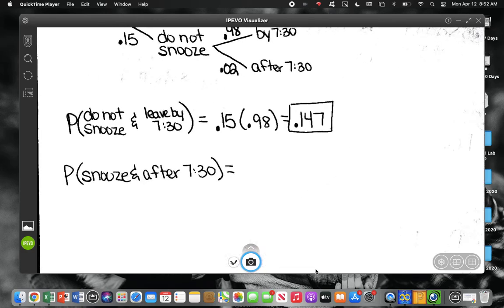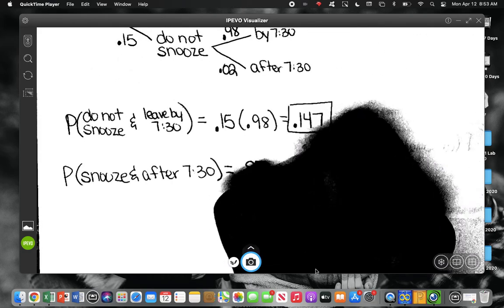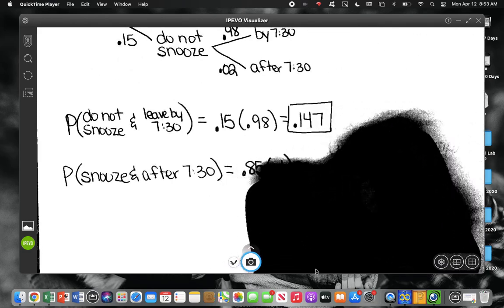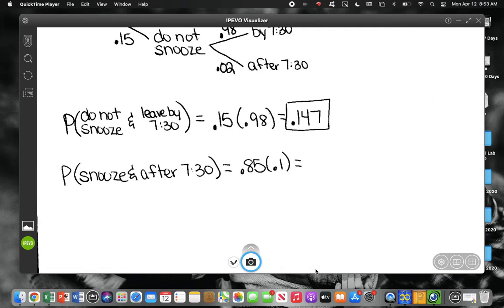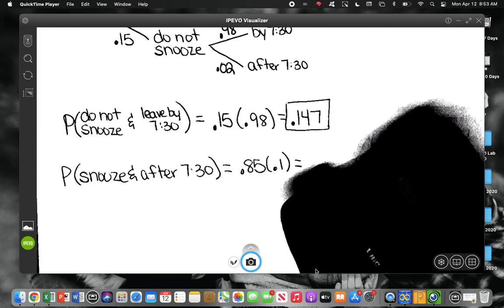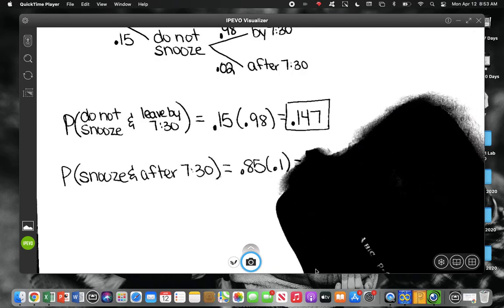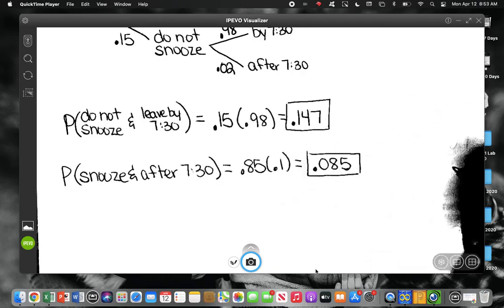All right. So on this one, we follow the branch. All right, but what do you guys think about 0.85 times 0.1? What do you get when you multiply that? 0.085. All right.